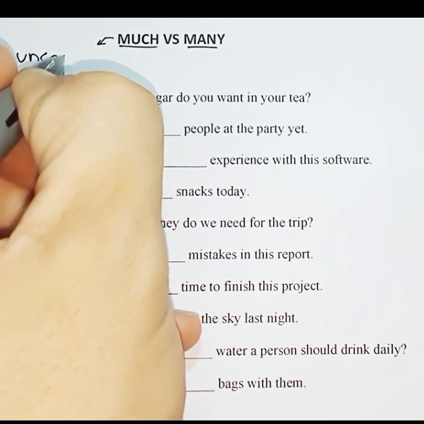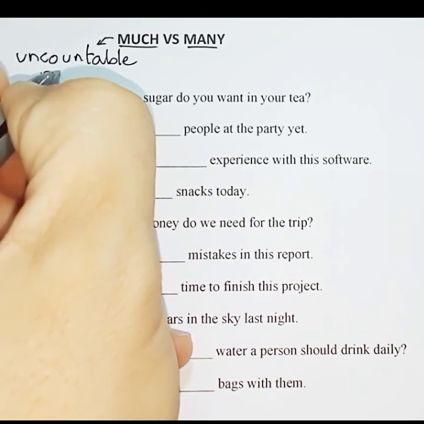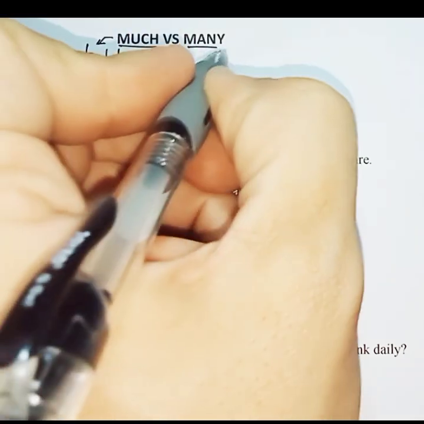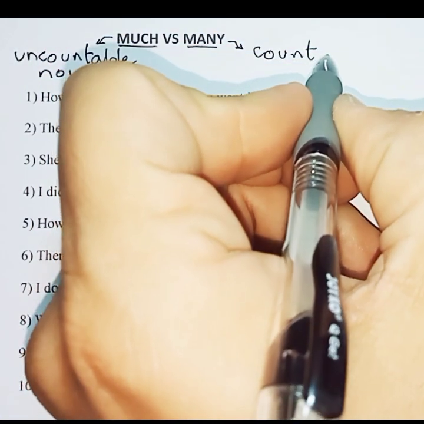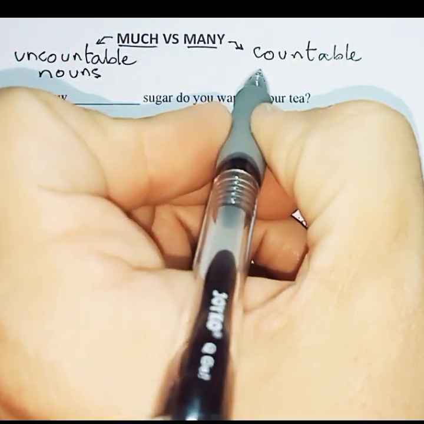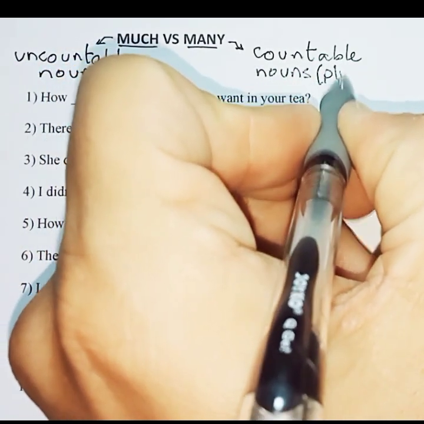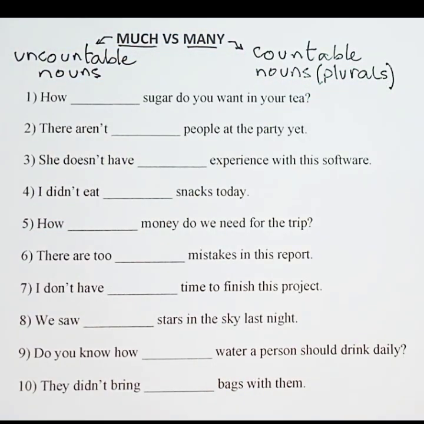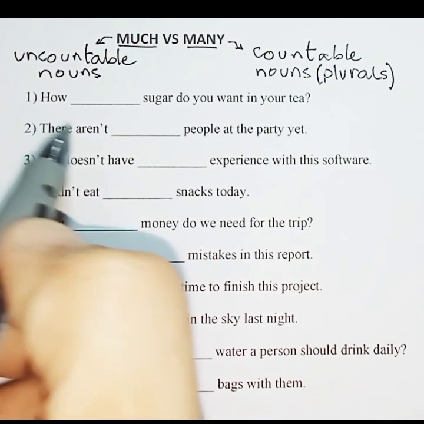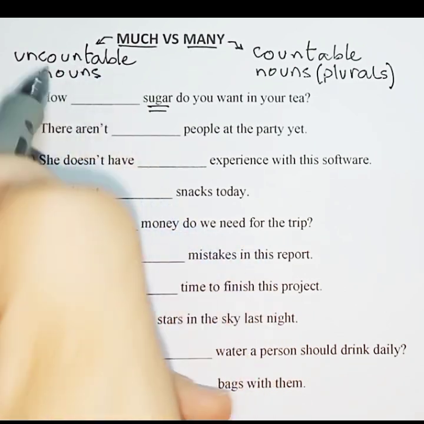Much is used with uncountable nouns. Many is used with countable plural nouns. Why plural? Because much means a lot, many means a lot. So it's more than one. However, if the noun is countable, we use many. If the noun is not countable, we use much. That's it. Let's try.